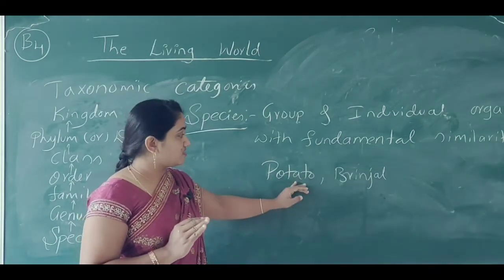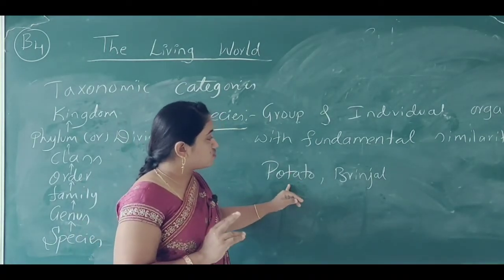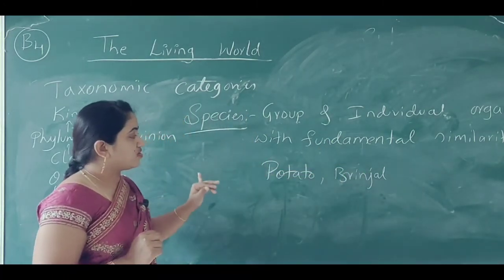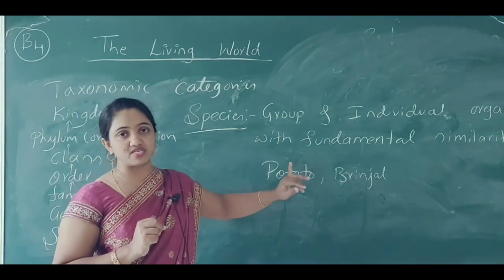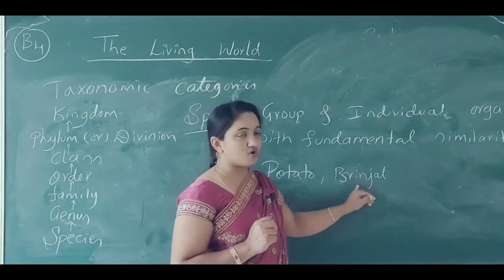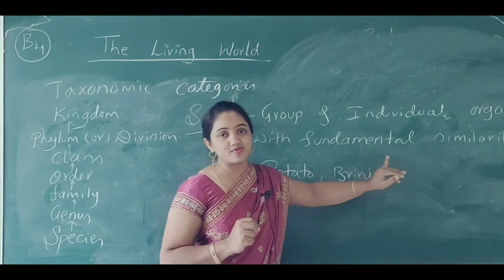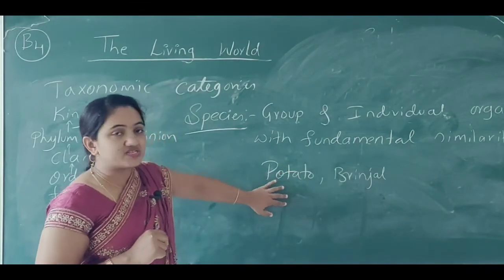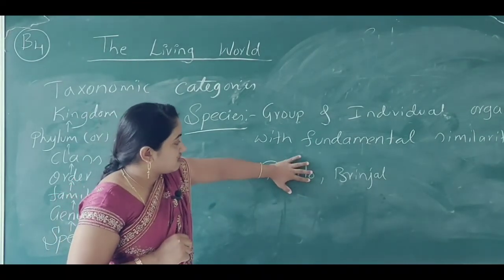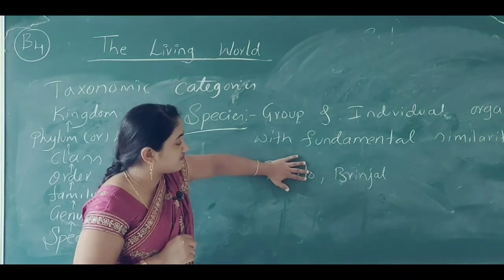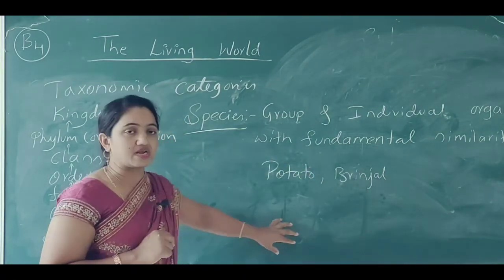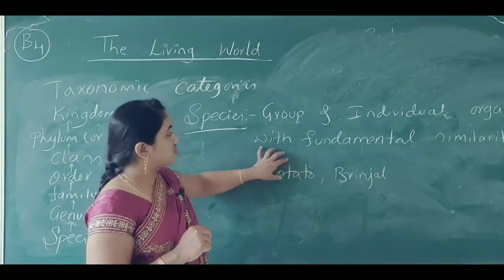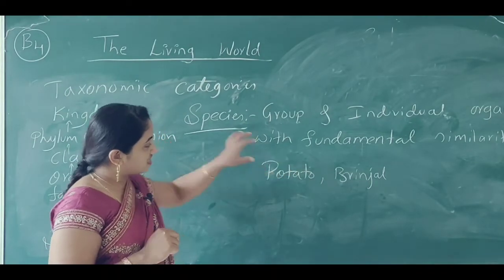If it wants to cross, it cannot; it does not select the brinjal species. It goes to the similar species of potato. If it wants to pollinate, it will select the same species of brinjal. Okay, so here what is my concept? My concept is, this is one species, a group of individual organisms. One potato and one more potato.